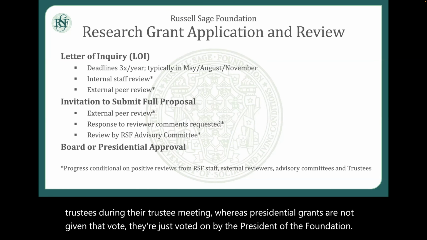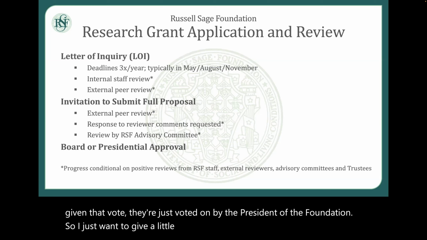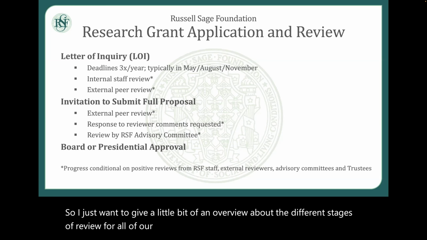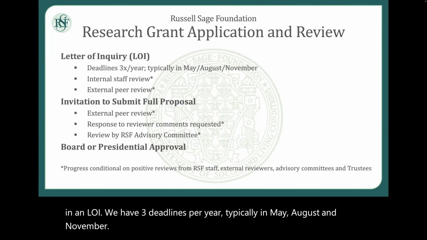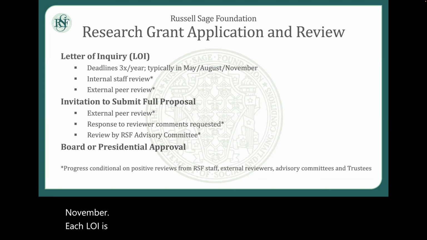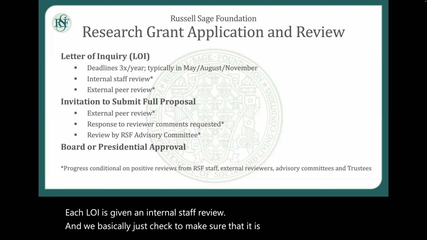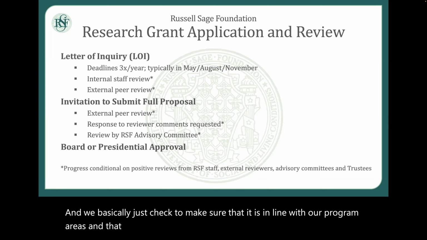So I just want to give a little bit of an overview about different stages of review for all of our LOI applications. For a research grant, you would send in an LOI. We have 3 deadlines per year, typically in May, August, and November. Each LOI is given an internal staff review, and we basically just check to make sure that it is in line with our program areas and with the mission of the foundation.